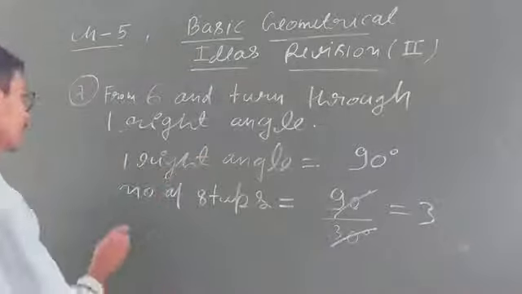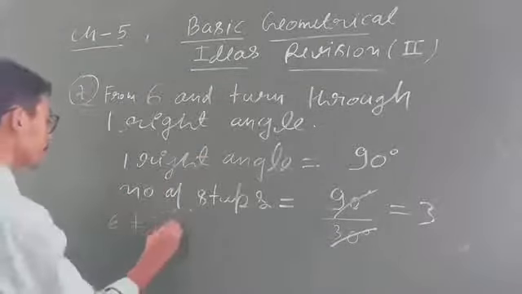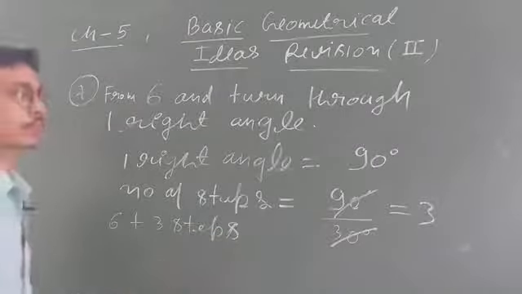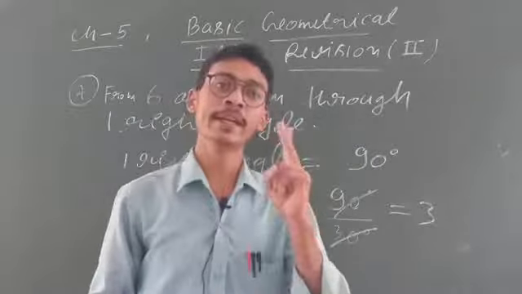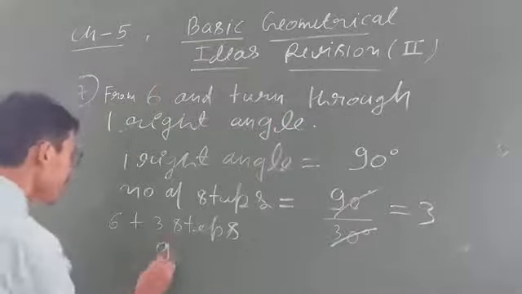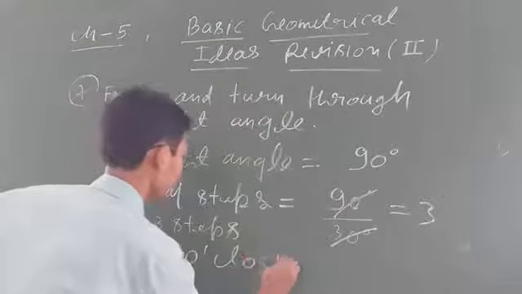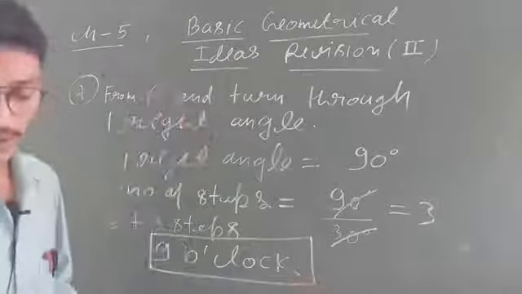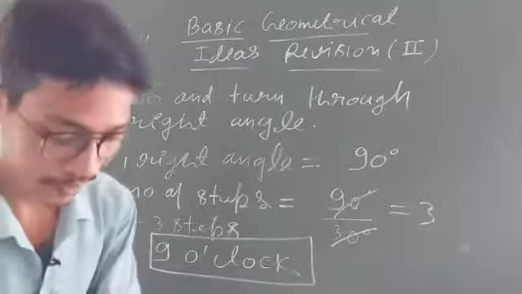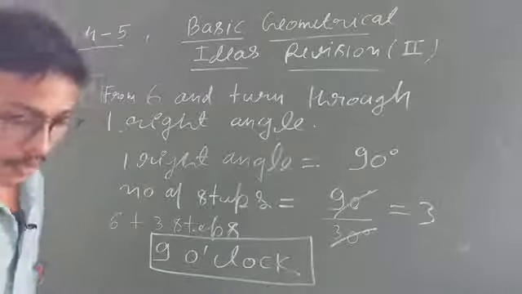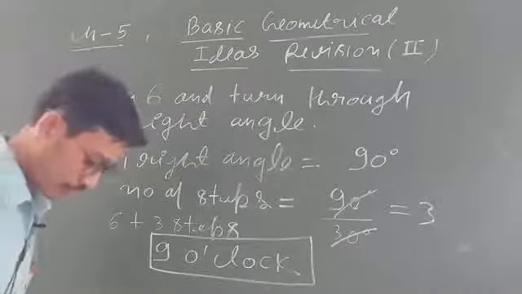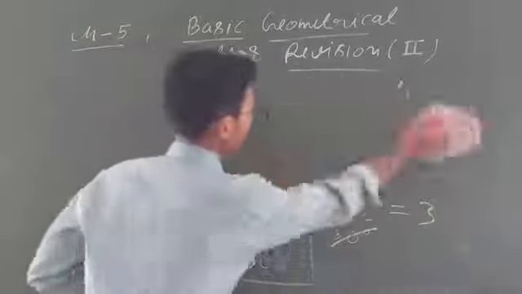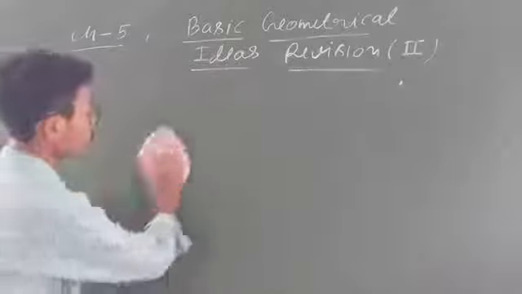Clear? That is, 6 plus 3 steps. After 6 you will count 3 steps: 7, 8, 9. Then the answer will be 9 o'clock. See, this is very easy, you have to find the number of steps, then you will solve the question very easily. Clear everyone? So I think now you are able to solve all the questions based on this. Again, I am going to take another example, and the rest of the questions you do yourself, students.